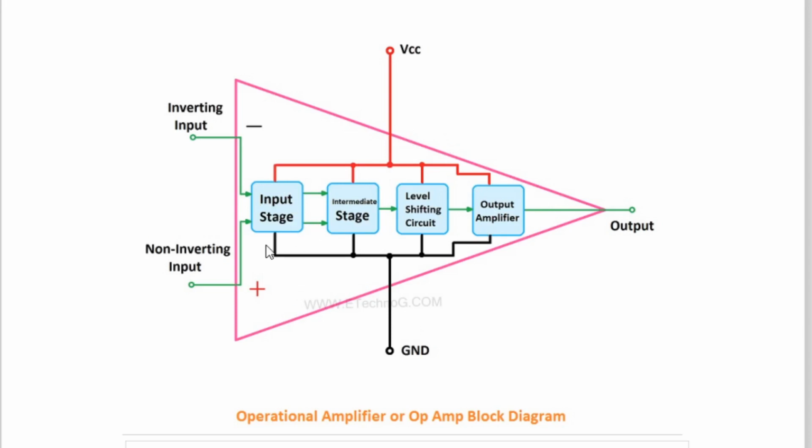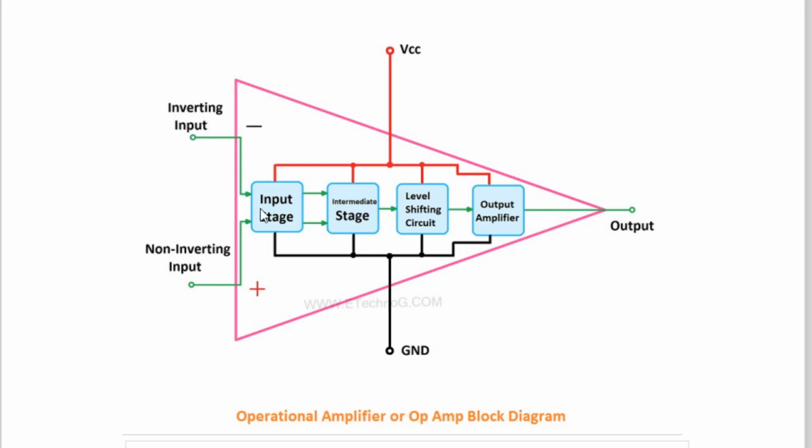Input stage: dual input, balanced output, differential amplifier. Intermediate stage: dual input, unbalanced output, differential amplifier. Third one is the level shifting stage, which is called constant current source. Last one is called output amplifier. So in this way, the 4 blocks are common.